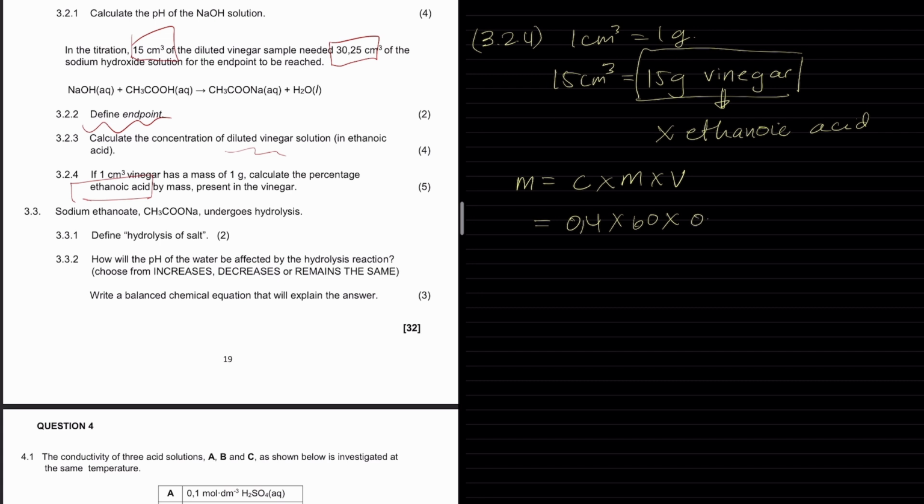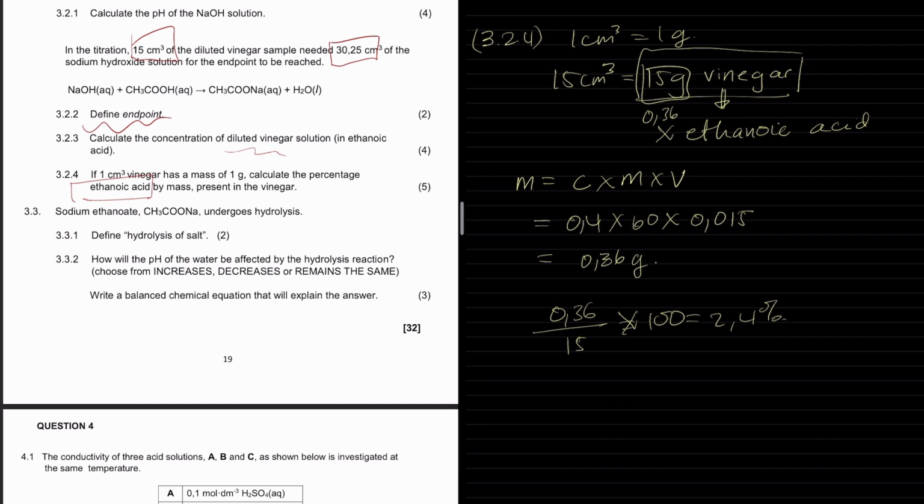We know the volume is 15, so 0.015. And that gives us a mass of 0.36. So we have 0.36 in 15. So 0.36 grams out of 15, times 100, and that is 2.4%.